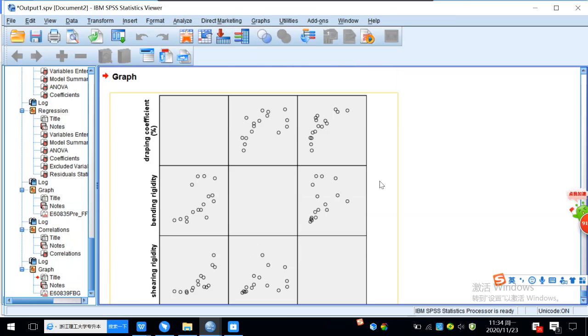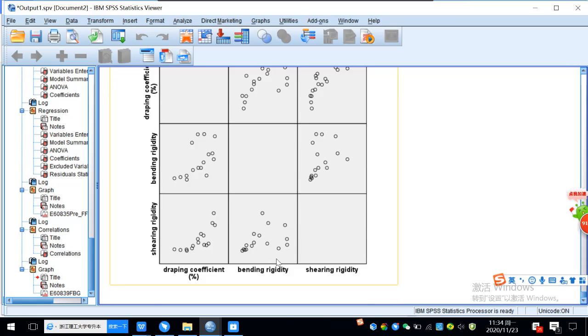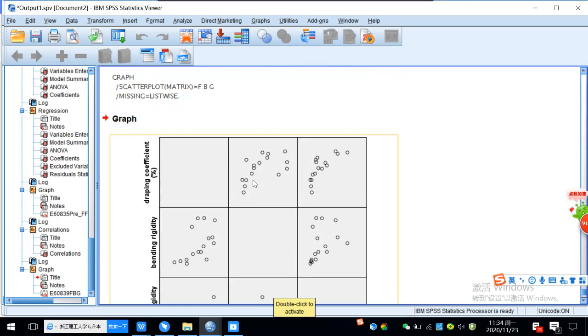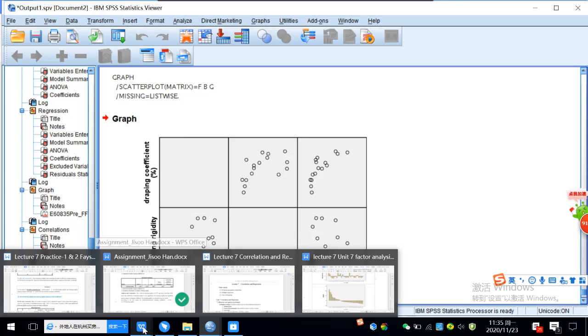So firstly, from here we can see that the draping coefficient and band rigidity don't have a linear relationship. It seems they have another relationship. So we needed to transform it like this. It looks like they have a log linear relationship. It's a curved relationship.